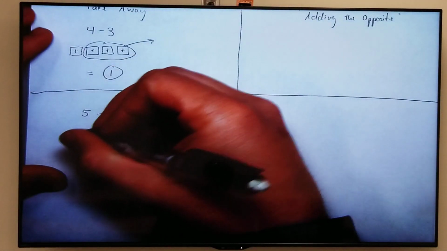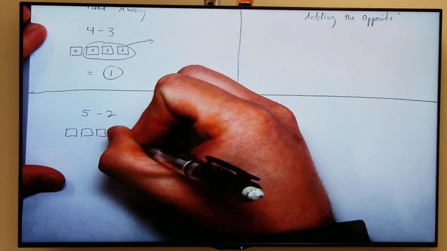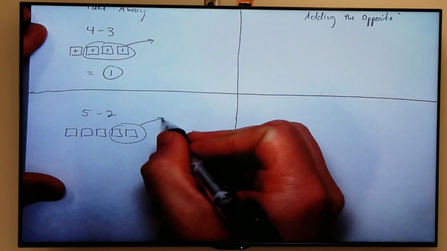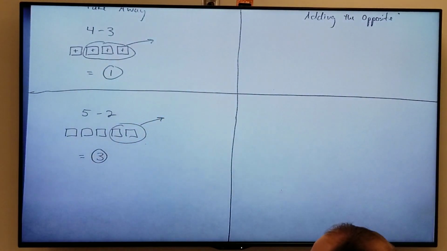Okay, so drawing it out, we have 5, take away 2, equals 3.